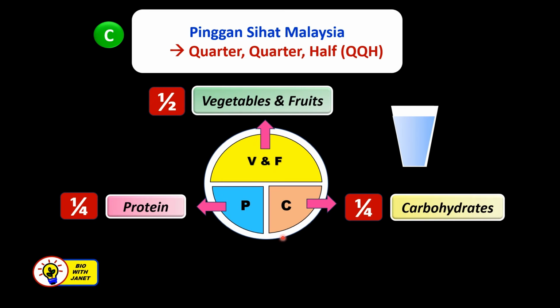So it's like a visual representation of the three types of foods, the classes of food, like proteins, carbohydrates, and then vitamins and minerals that are found in the vegetables and fruits. And of course, we must have also water, right? We need water too. So the Malaysian Healthy Plate, or Pinggan Sihat Malaysia, we can use this word now in the exam because it's stated in the textbook. Think of quarter, quarter, half. Quarter protein, quarter carbohydrates, half vegetables and fruits on our plate.